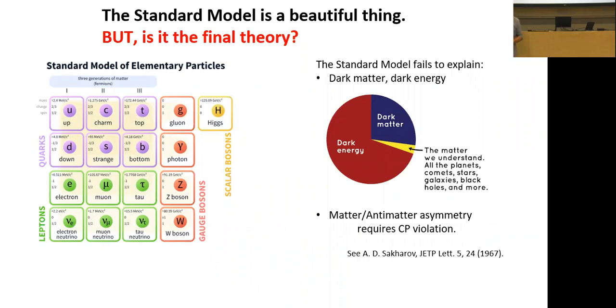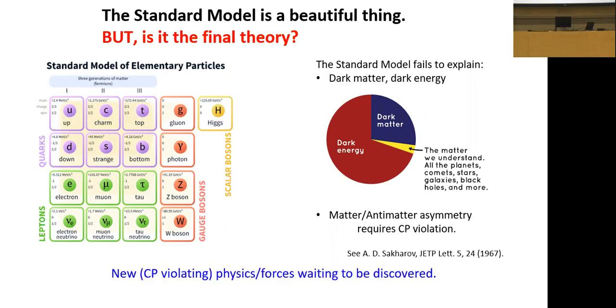Also, quantum field theory says that there must be almost equal amounts of matter and antimatter in the universe. So Sakharov pointed out in this paper that this matter-antimatter asymmetry requires violation of CP symmetry. So there is CP violation in the standard model, but that is far too small to explain the observed matter-antimatter asymmetry in the universe. So these observations make a strong statement, which is that new physics with new forces and particles are waiting to be discovered.